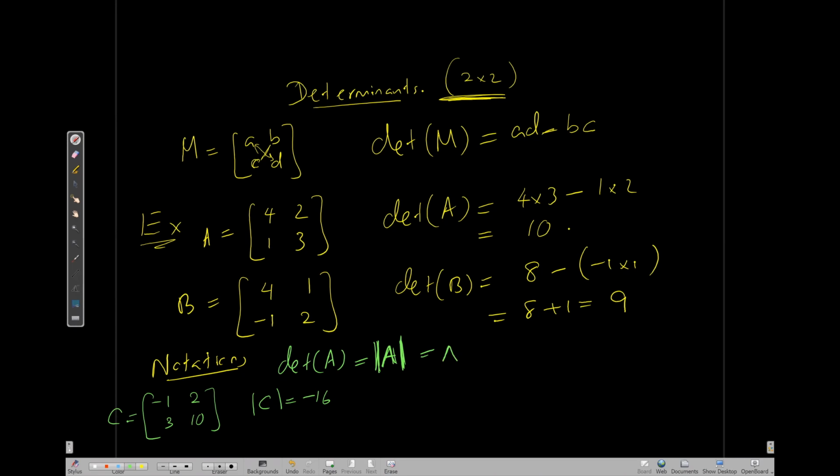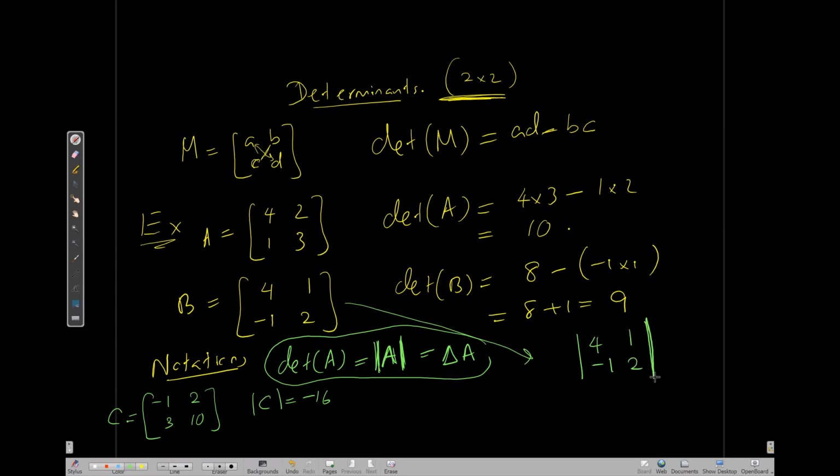And sometimes we denote the determinant of A using this delta notation. So these are the famous notations. And also, let's take this example B, 4, 1. If I draw two bars around these numbers, that means I'm talking about the determinant. If I do this, that means that's the matrix.